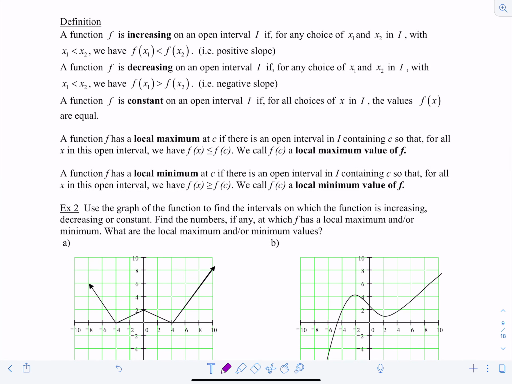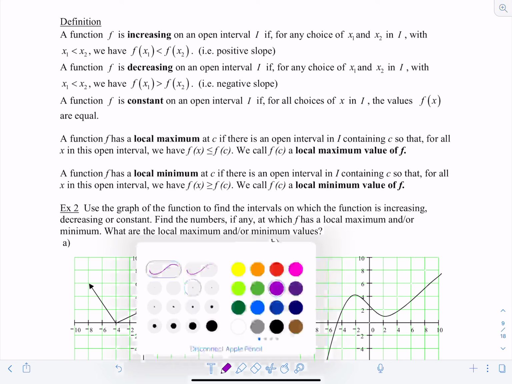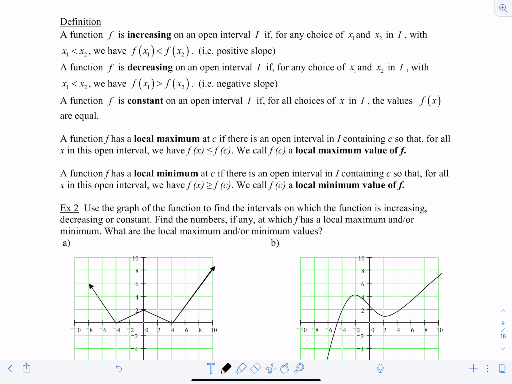Now we say a function is increasing on an open interval I if for any choice of x1 and x2 in I, where x1 is less than x2, then the function values f of x1 is less than f of x2. Okay, don't just zone out when you read a definition in a math book, because if you're in pre-calc, it means you've got a lot of math ahead of you. So you have to learn how to dissect it, okay?